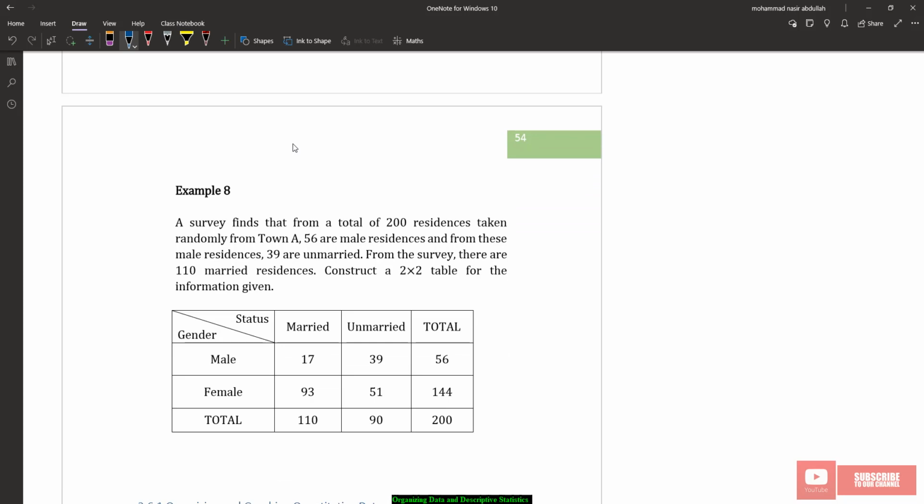Now let's look at this one. So they already give you the answer, right? So you nampak dekat sini, example, a survey find that from a total 200 residents taken randomly from town A, 56 are male resident, and from this male resident, 39 are unmarried, right? From the survey, there are 110 married residents. Construct 2 by 2 table for this information. Yeah, so they already construct the 2 by 2 table lah, right?